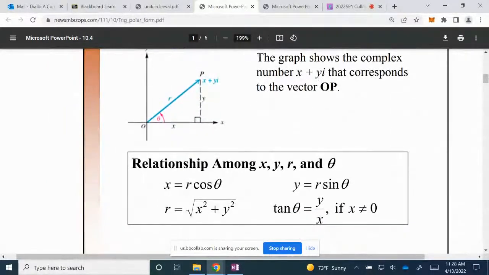We talked about this last time. We have x and y, which are part of the rectangular coordinate system. So x is equal to r cosine theta, and y is equal to r times the sine of theta. We also have that r is equal to the square root of x squared plus y squared. Remember, polar coordinates are in the form r comma theta, so here we're given a formula for r. We're also given that the tangent of theta is equal to y divided by x.